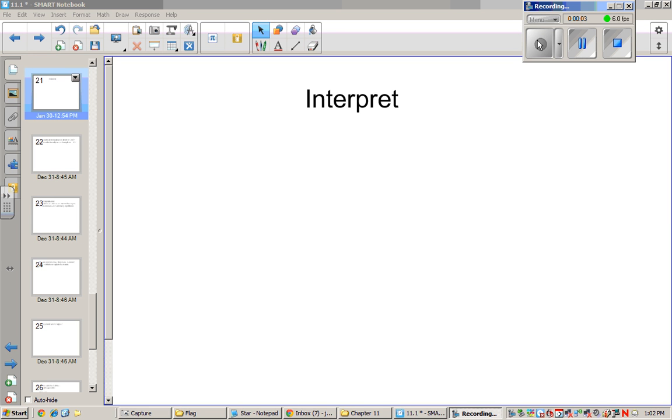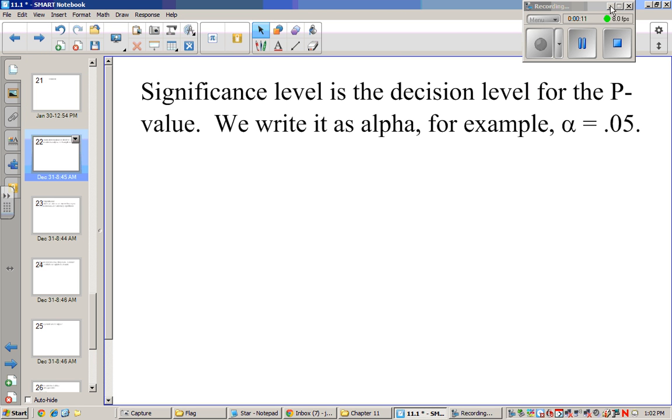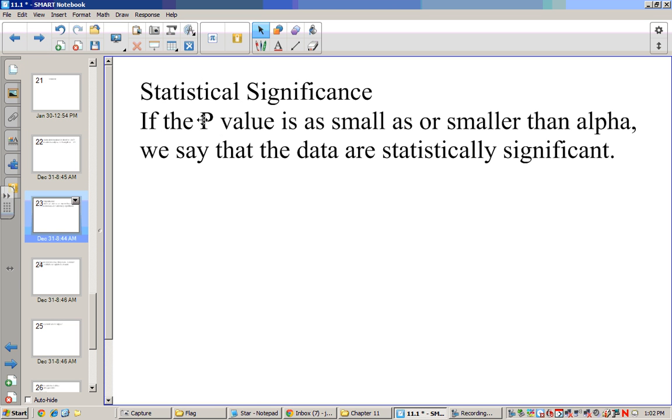All right, now we're going to interpret that p-value, the last step of your significance test. Now, significance tests usually use a p-value and a cutoff, and that cutoff we call alpha. Typically they use 0.05, but it depends from study to study what you'll use. Statistically significant is when a p-value is as small or smaller than alpha. Then we say that data is statistically significant.